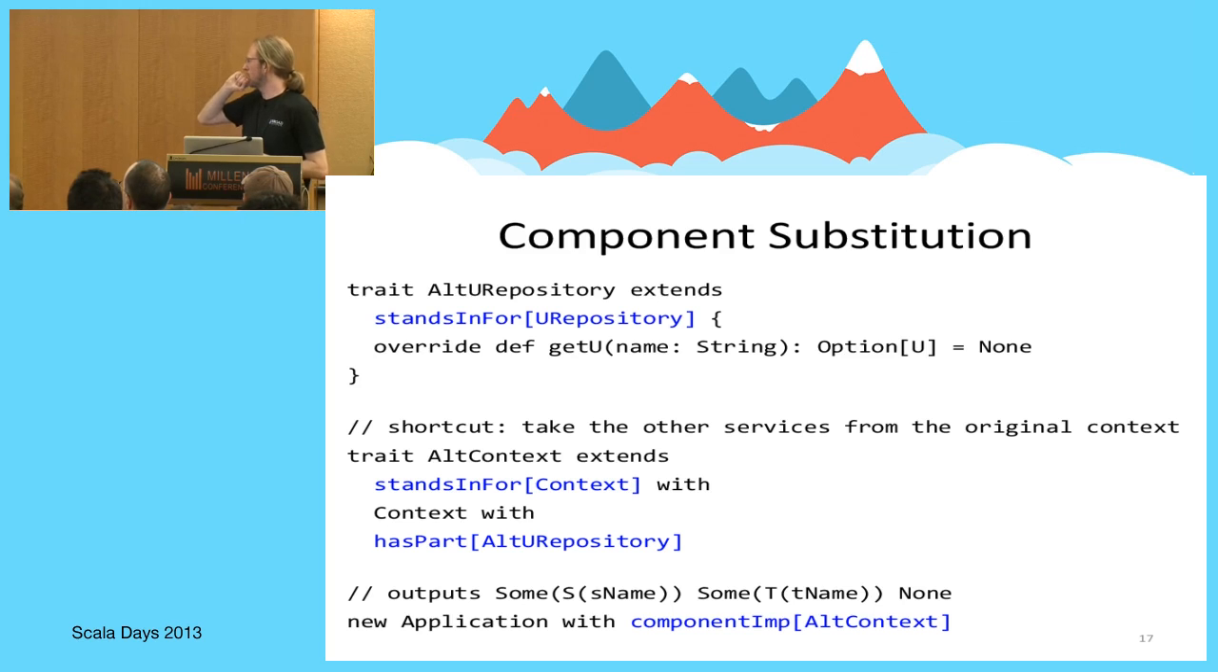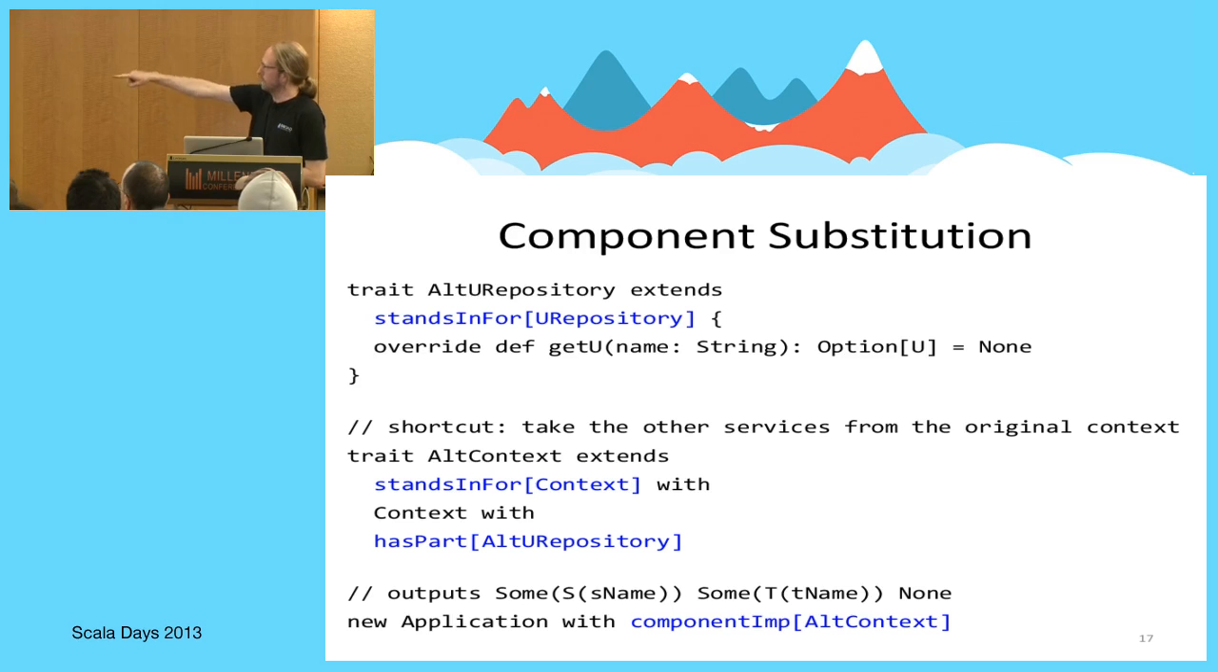So I want to say that the alt U repository plays the same role as a U repository. Or in other words, the S service has a dependency on a repository. I should be able to put an S service with an alt U repository and have things work. So it's standing in for a U repository. I have to do the same thing with the context. The context is a stand-in. The alternative context is a stand-in for the normal context.